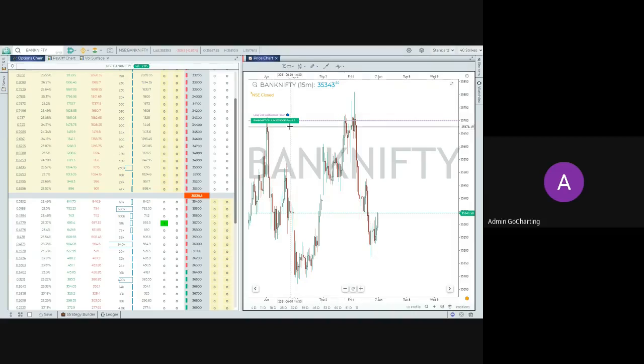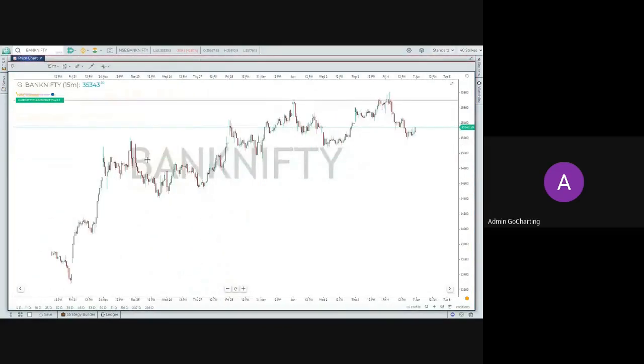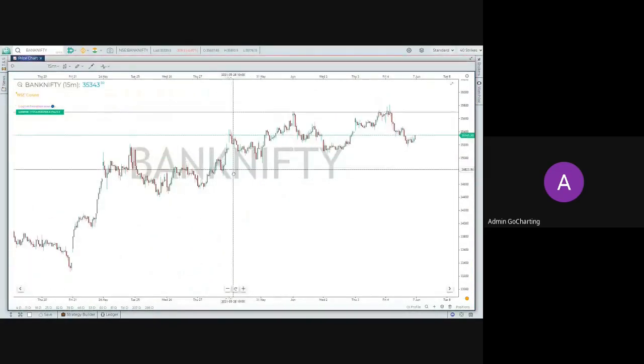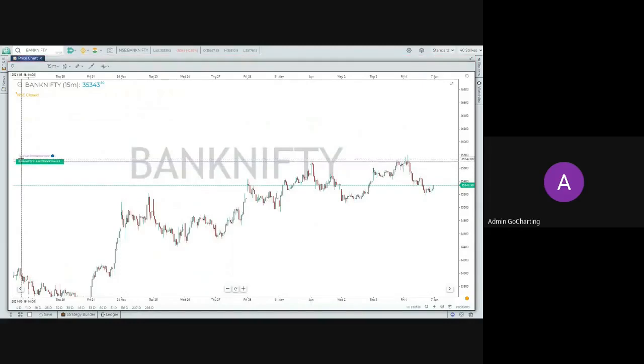And the reason it is in green is because I am in profit, and it will turn red if I am in loss. It also gives you, if I could zoom in, you could actually see, it tells you the name of the strategy associated with the position you have taken. In this case, it's long call back spread.